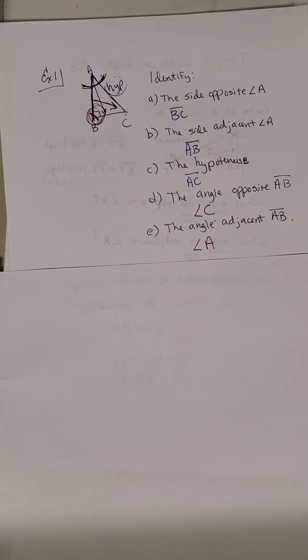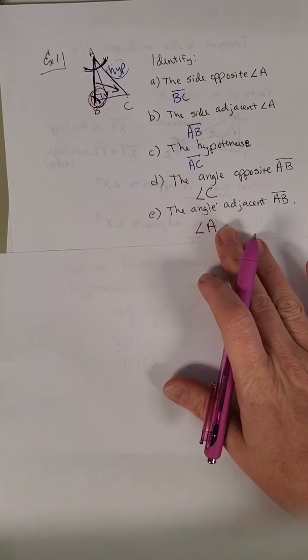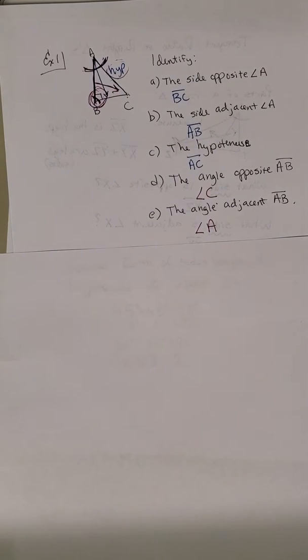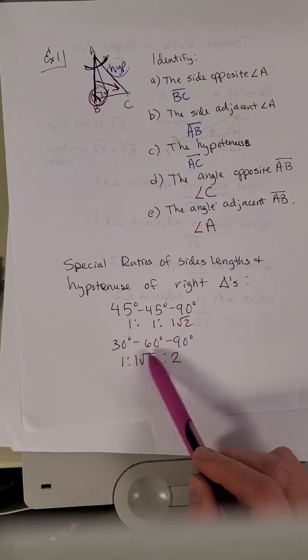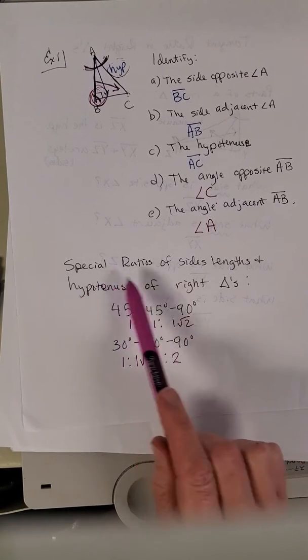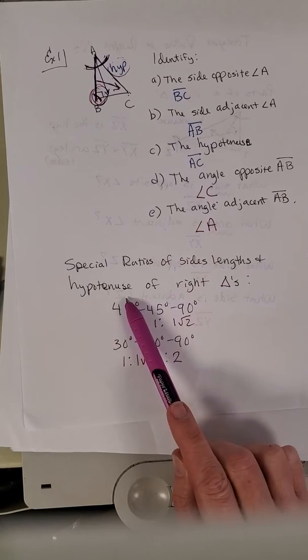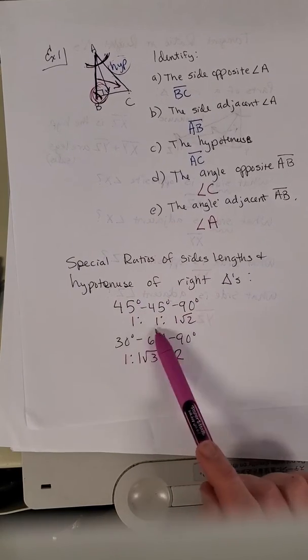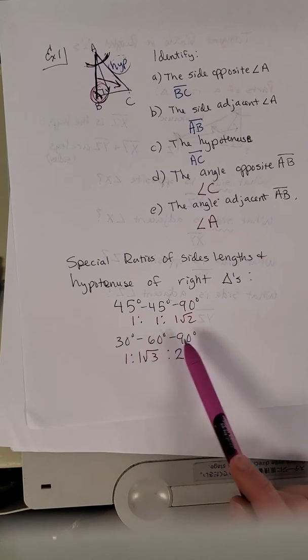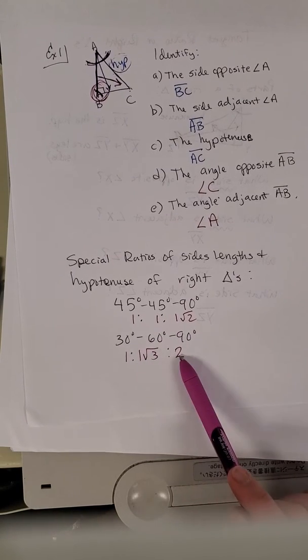All right, so there are all sorts of special ratios that happen in right triangles. So there's two right triangles that we ask you to memorize. The two right triangles that we ask you to memorize are the 45-45-90 and the 30-60-90. So there's special ratios and side lengths of right triangles that you must memorize, which are the 45-45-90, 1, 1, root 2, and 30-60-90, 1, square root 3, and 2.